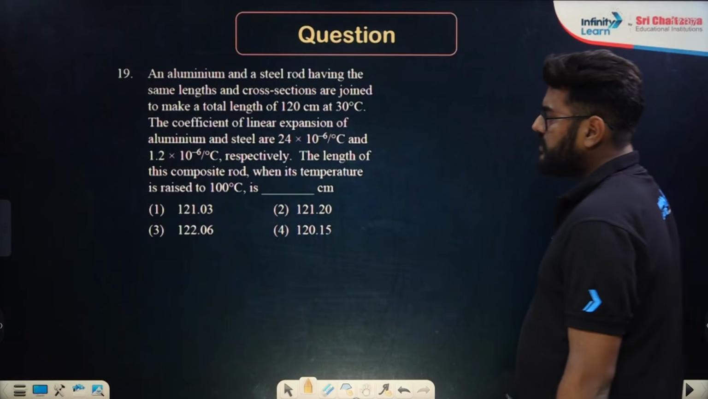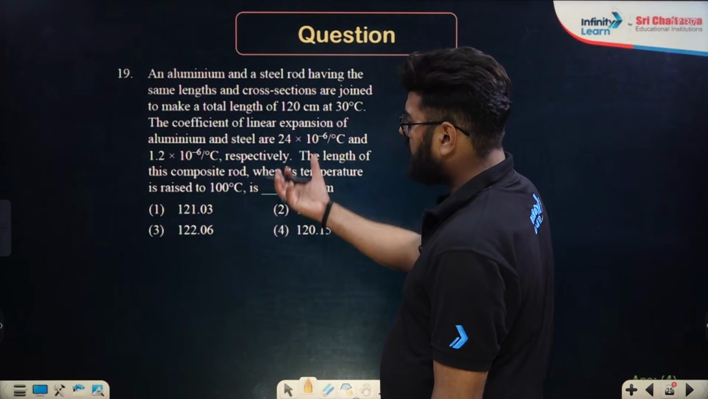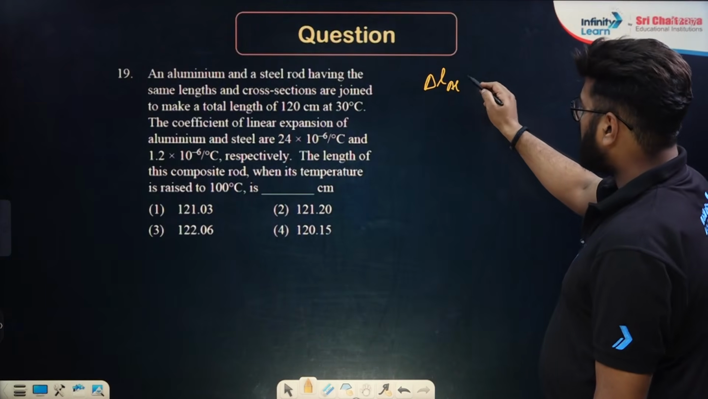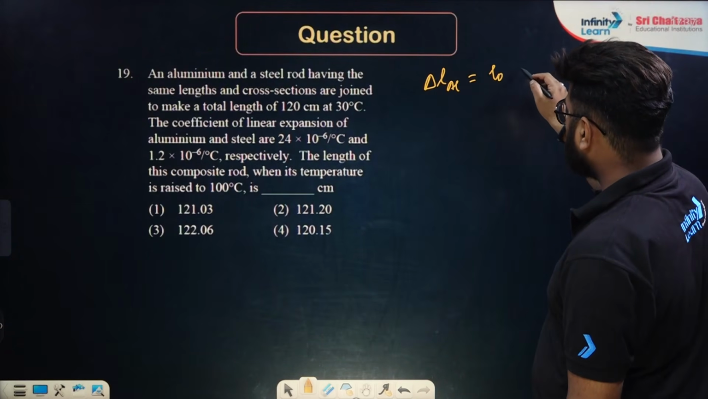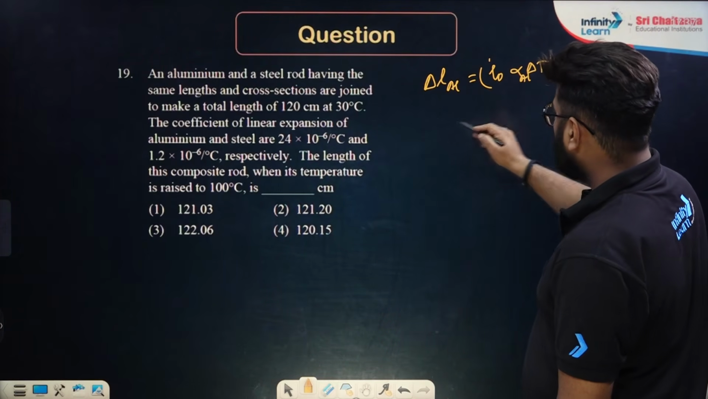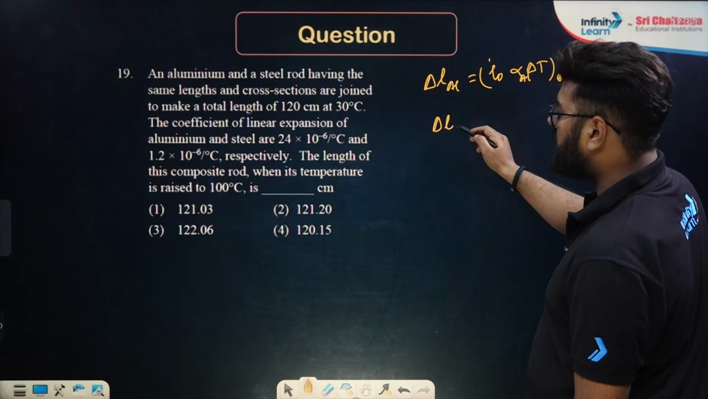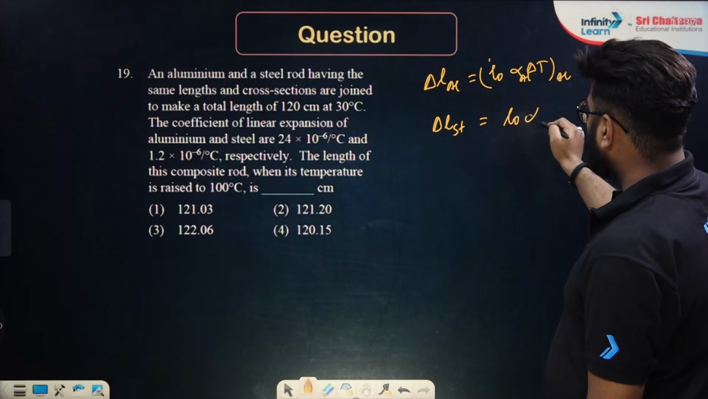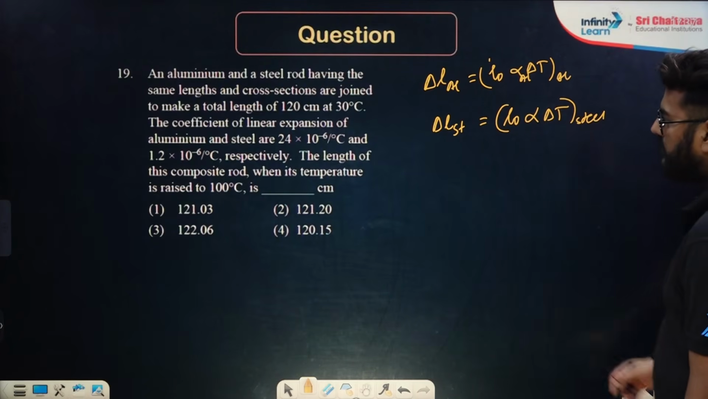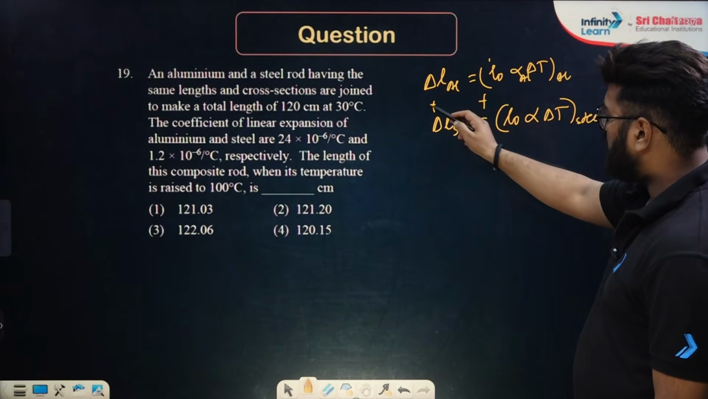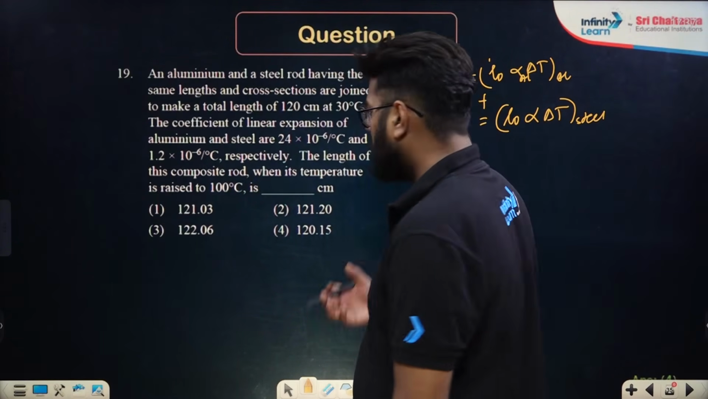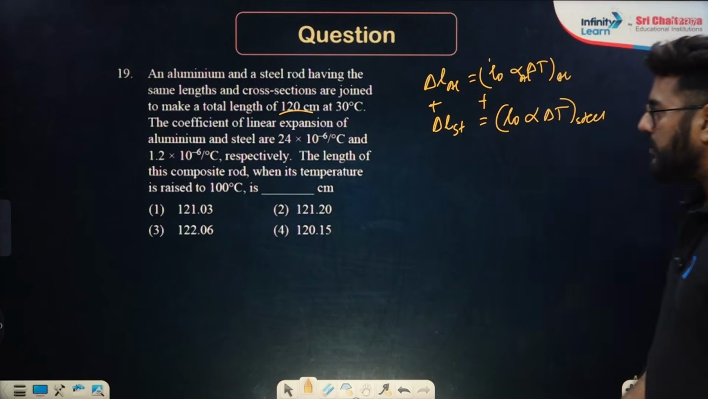So when you raise the temperature, obviously each portion of it increases. You need to find out the delta L for aluminium, which will be L naught for aluminium into alpha into delta T, correct? All of this for aluminium. Then you need to find out the delta L of the other, that is steel, that will be L naught into alpha into delta T for steel. Correct. So for the length of this composite rod, you add both of them, you will get the value of the net effective increment in length. Then simply add it to 120 centimeter, you will get your answer.